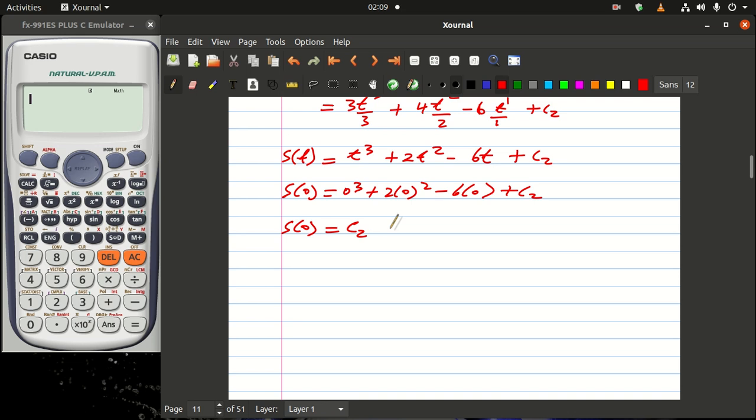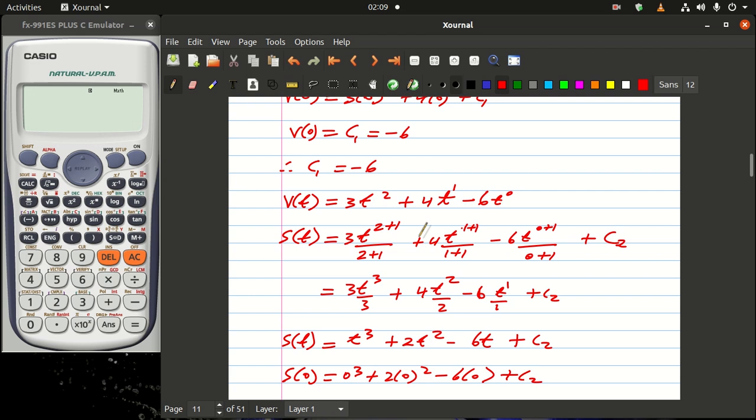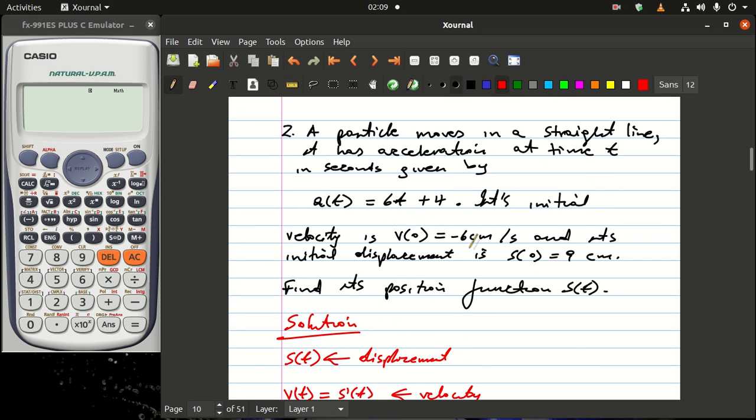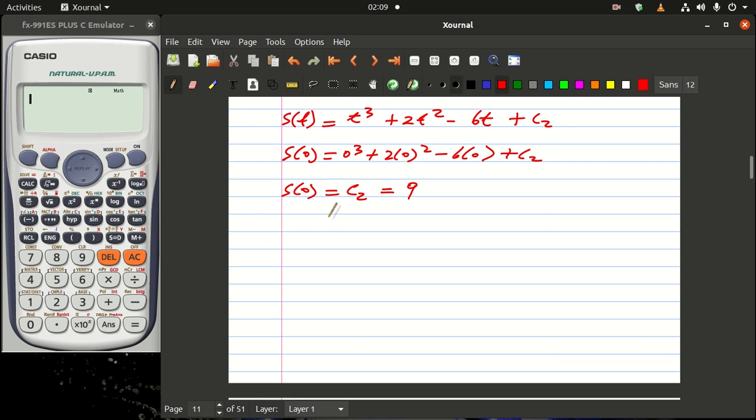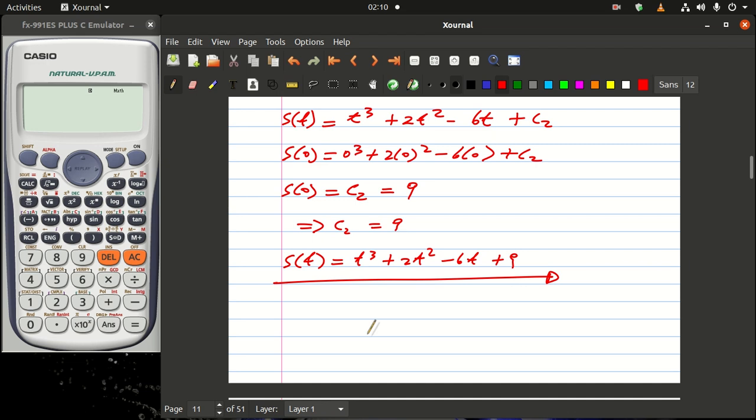And of course, if you look into that given statement, this is supposed to be 9 centimeters, which simply means that our c2 is equal to 9, and therefore s of t, which is this function, is going to be t cubed plus 2t squared minus 6t. Now we have a 9, so we'll end up having a 9. This is what we're looking for.